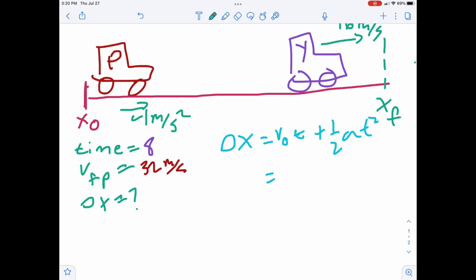So in this case, we wouldn't have an acceleration, so that would go to 0, and I'll just be left with 16 times 8, which equals 128 meters. So that would be my displacement of the cars.